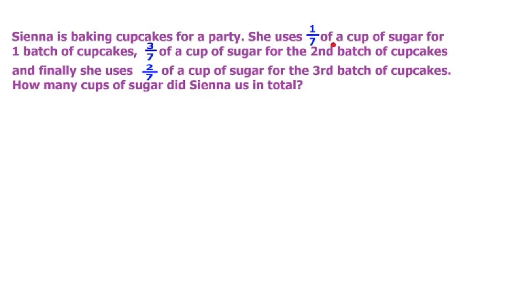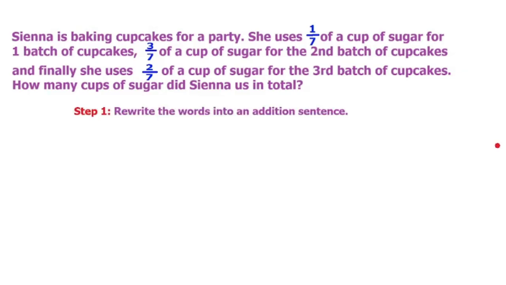So if we have a problem like this that says Sienna is baking cupcakes for a party, she uses 1/7 of a cup of sugar for one batch of cupcakes, 3/7 of a cup of sugar for the second batch of cupcakes, and finally she uses 2/7 of a cup of sugar for the third batch of cupcakes. How many cups of sugar did Sienna use in total?